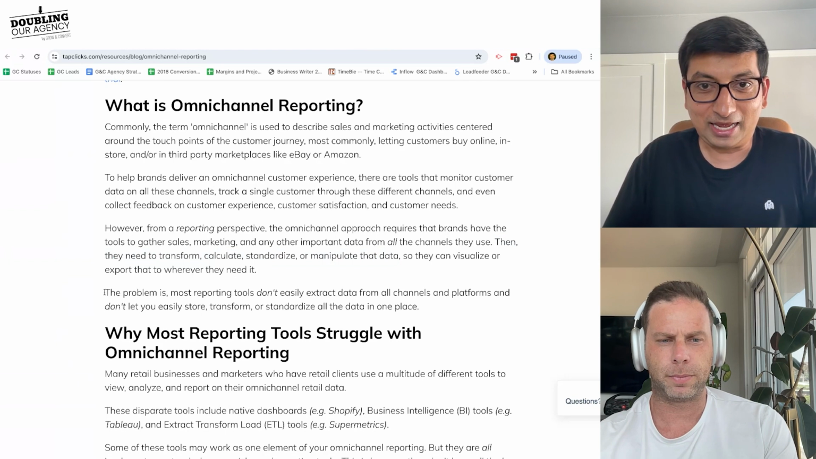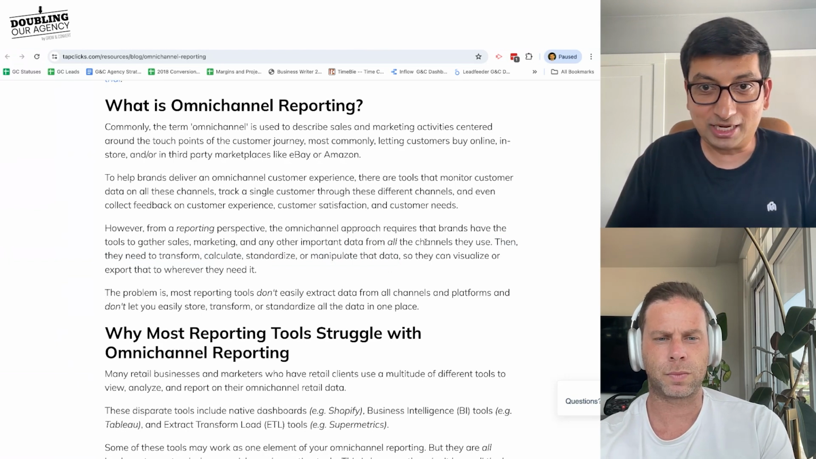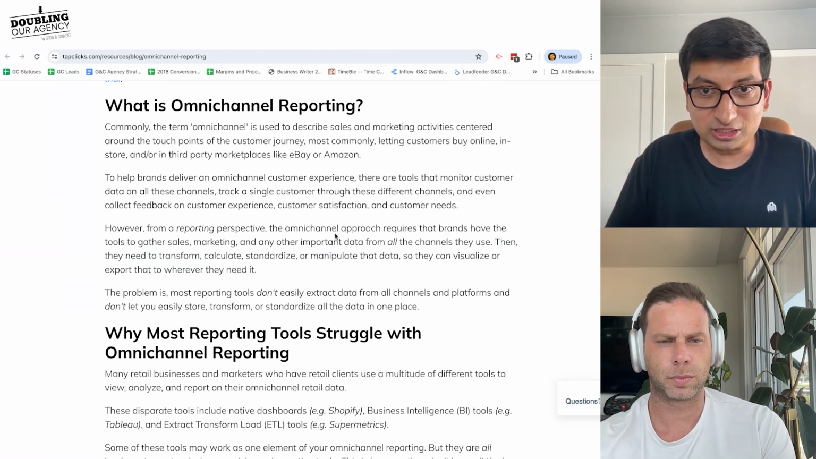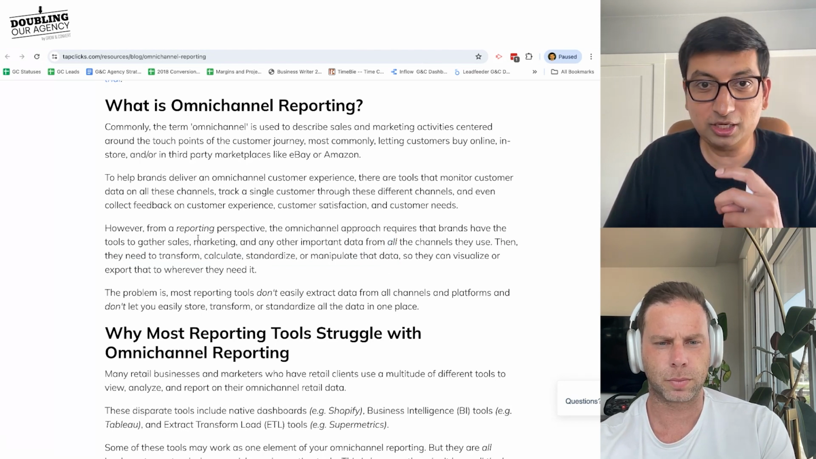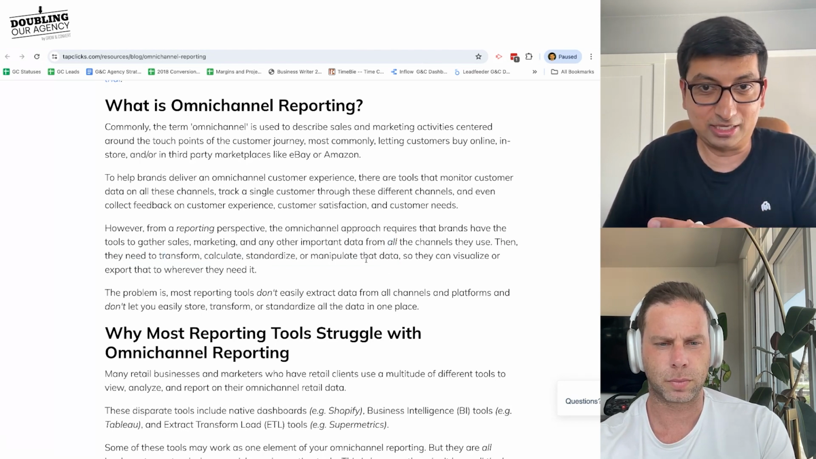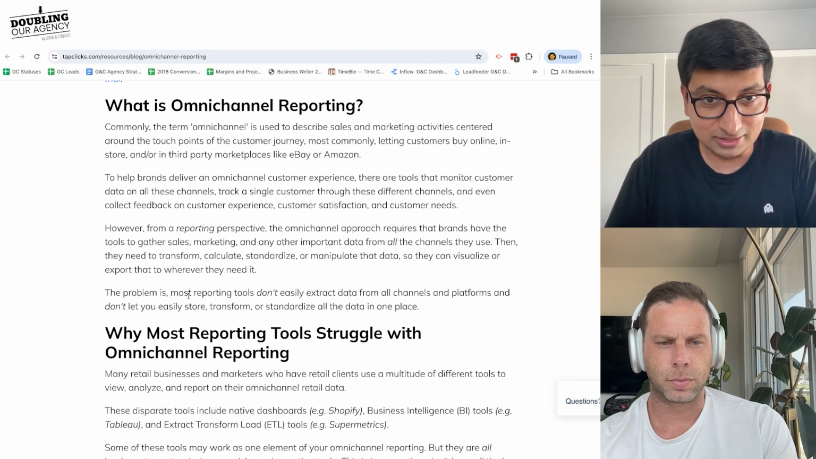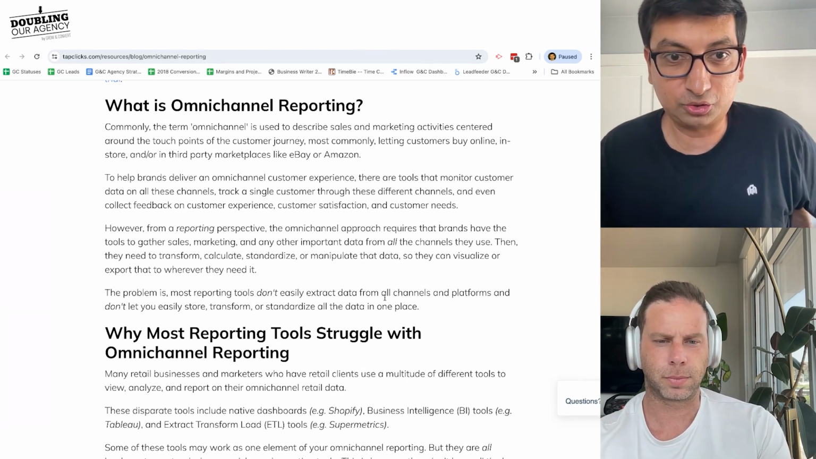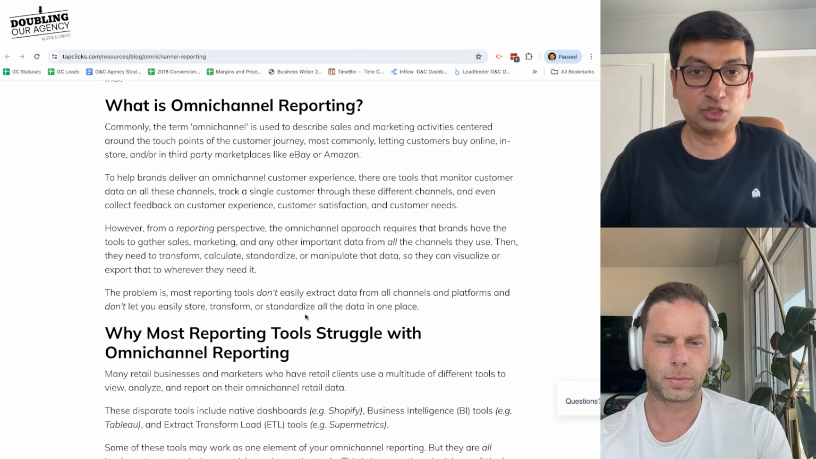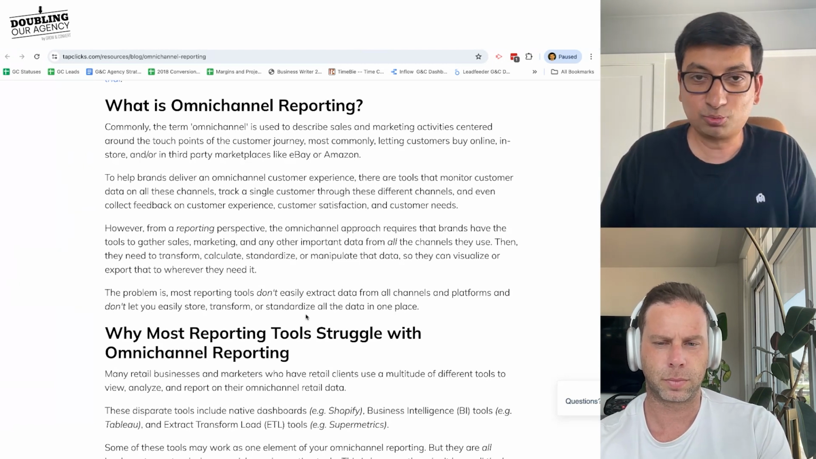Okay. And then it ends with the prop. So we say, look, from a reporting perspective, if you want to do it right, you need to get the data from all your channels, and you need an ability to transform and standardize and manipulate that data. The problem is, the last sentence, most reporting tools don't easily extract data from all channels, and they don't let you easily store, transform, or standardize it. So we're setting that up.